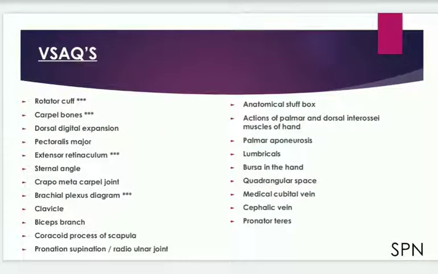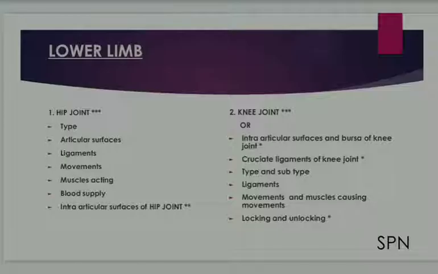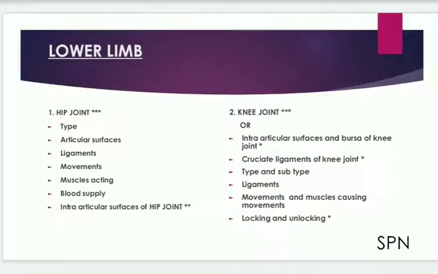palmar and dorsal interosseous muscles of hand, palmar aponeurosis, lumbricals, bursa in the hand, quadrangular space, median cubital vein, cephalic vein, and pronator teres. Next, lower limb, we go with the hip joint. It has type, articular surfaces, ligaments, movements, muscles acting, blood supply, and also the intra-articular structures of hip joint.